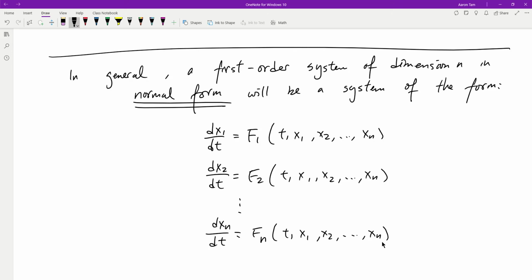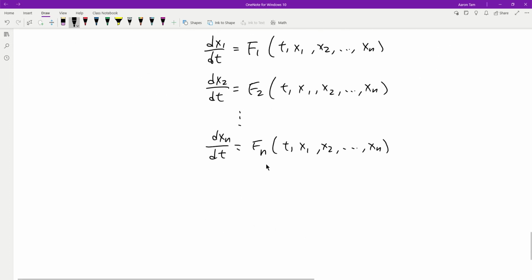And of course in R2 we'll just have dx over dt and dy over dt, and we'll have f1 of t, x, y and f2 of t, x, y. And then if it is in R3, then we'll have dx dt, dy dt, and dz dt, and then we'll have f1, f2, and f3 of t, x, y, z. Now, of course, you can probably guess that that's a lot of writing in a big system of dimension n.